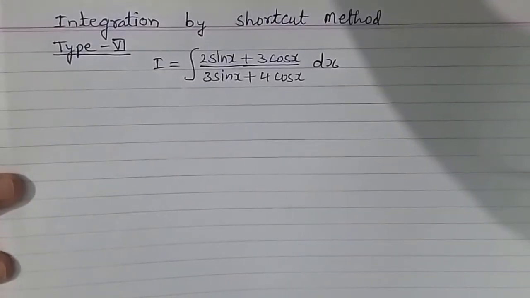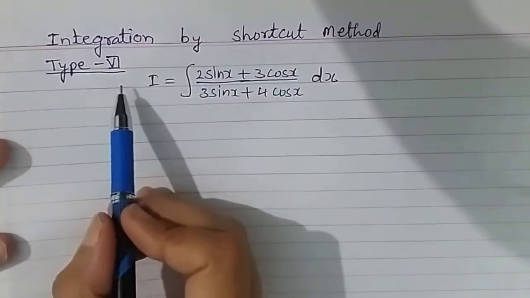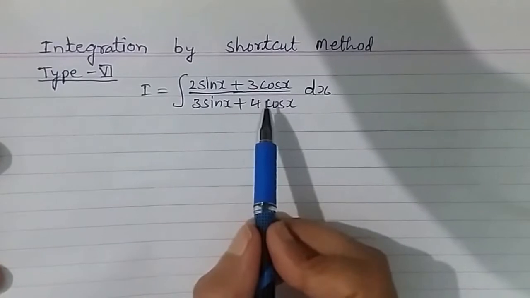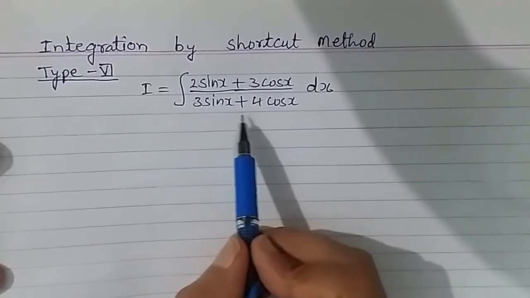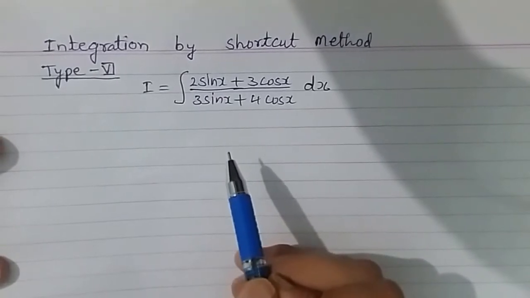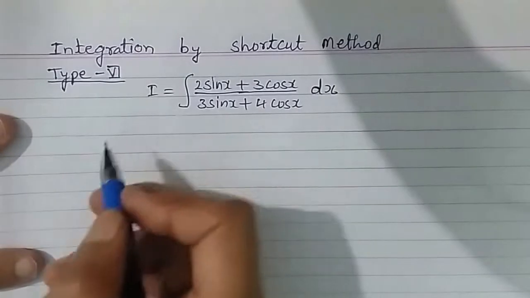Hello friends, in this video on integration by shortcut method, I am here with type 6 question on integration. The integral here is (2 sin x + 3 cos x) divided by (3 sin x + 4 cos x) dx. For doing such questions, I have a general formula, the shortcut formula. So let us generalize this.